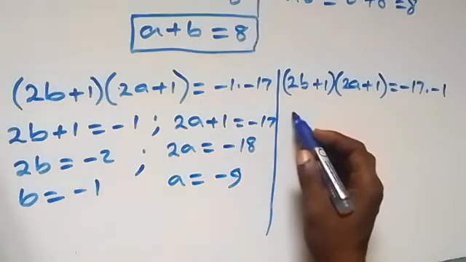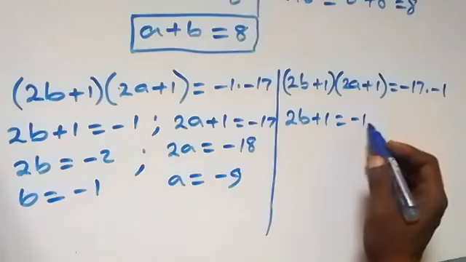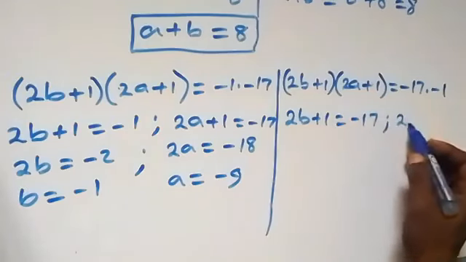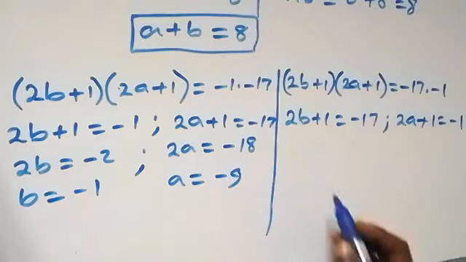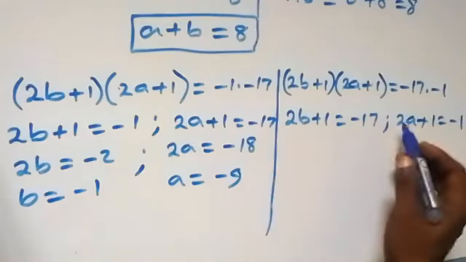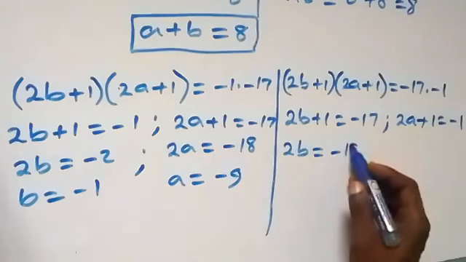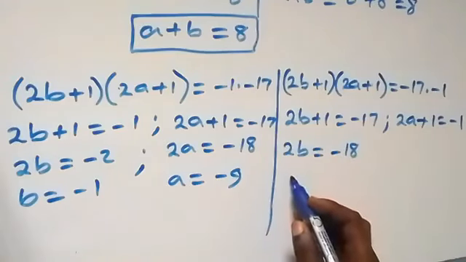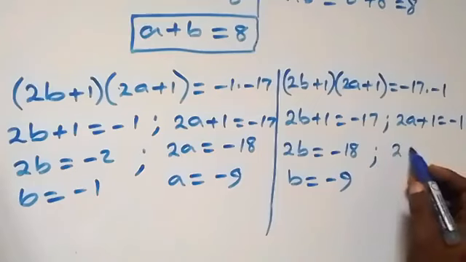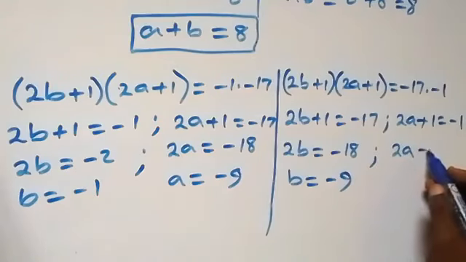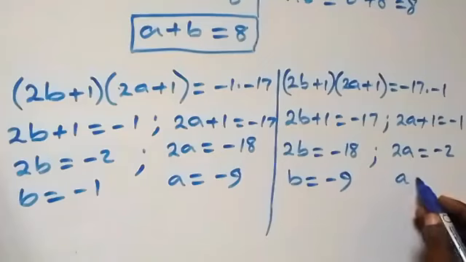And also from here, we have 2b plus 1 equals minus 17, and also we have 2a plus 1 equals minus 1. Now, when we solve from here, taking 1 to this side, we have minus. So we have 2b equals minus 17 minus 1, minus 18. Dividing both sides by 2, we have b equals minus 9. So also from here, we have 2a equals minus 1 minus 1, that's minus 2. And dividing both sides by 2, a equals minus 1.